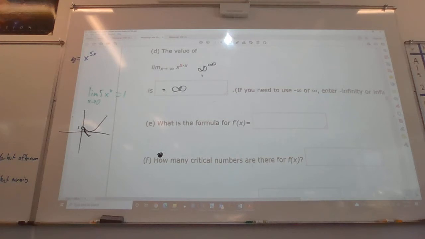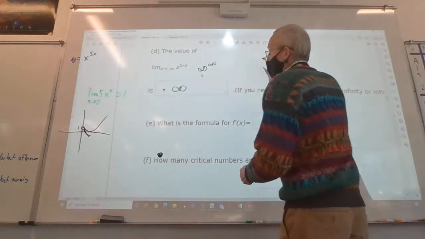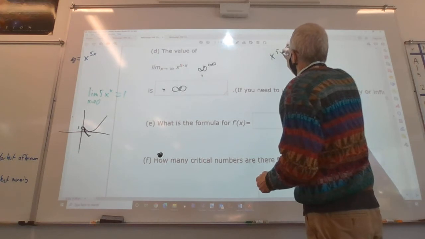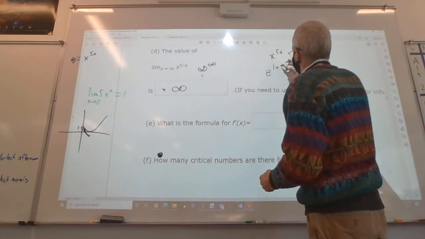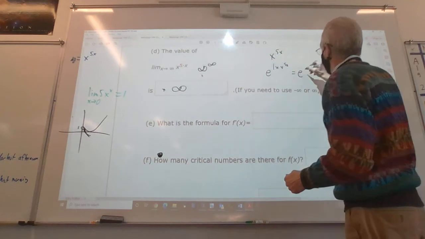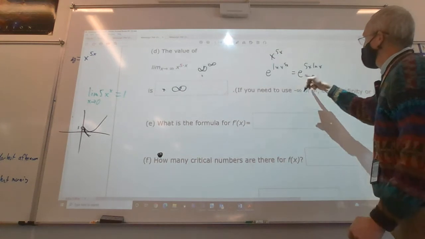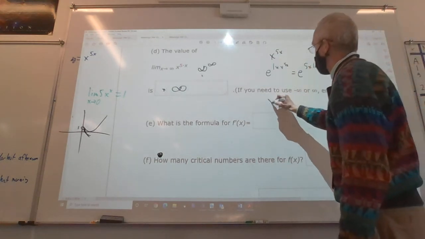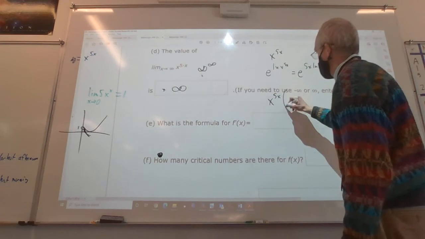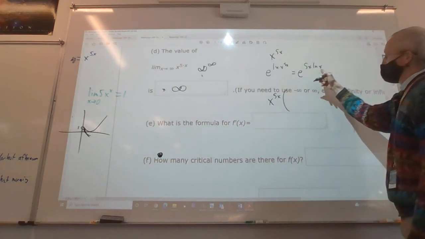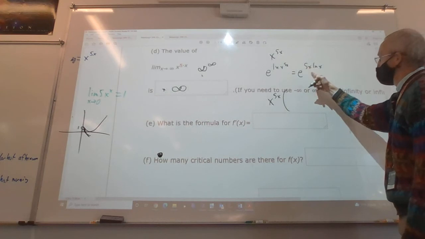What is the formula for the derivative? Okay, now we've got to practice the derivative. And remember, logarithmic derivatives, e to the ln. Let's quickly go over that. So we have x to the 5x. We write e to the ln of x to the 5x, which is e to the 5x ln of x. Now we take the derivative. The derivative of e to the anything is e to the anything, the original thing, times the derivative of the anything.